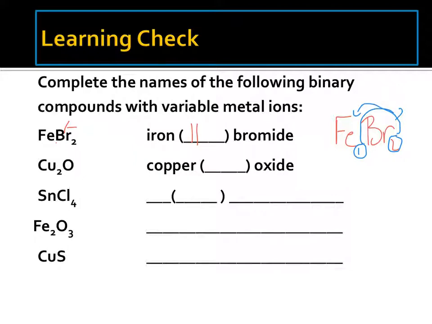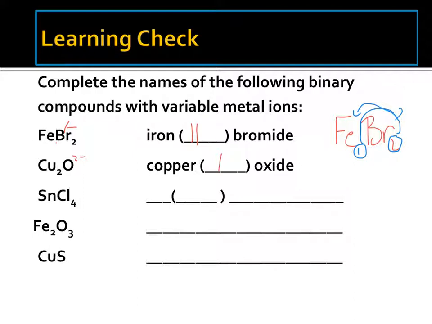Here, in this next one, we need 2 coppers to balance out 1 oxygen. You know oxygen is always 2 minus. So if it took 2 coppers, it must be copper 1. This is one of the times that you do have to put the 1. If it's a Roman numeral 1, you have to put it, because otherwise you don't know. So you have to make sure you put a 1 even though it's a 1.